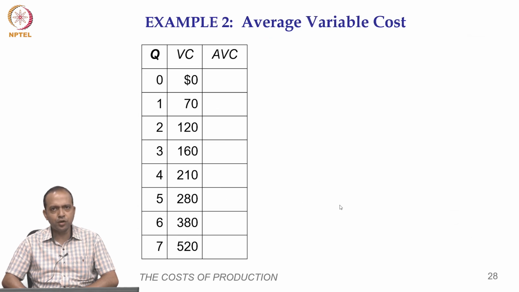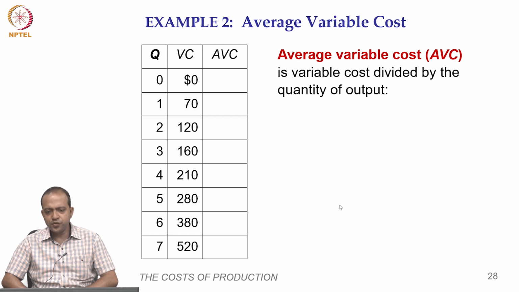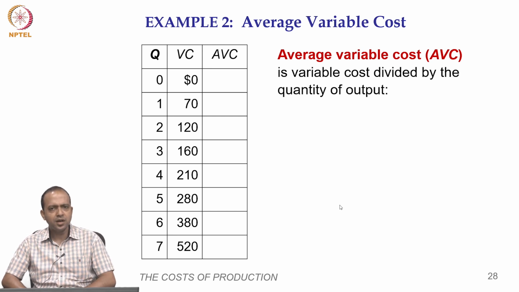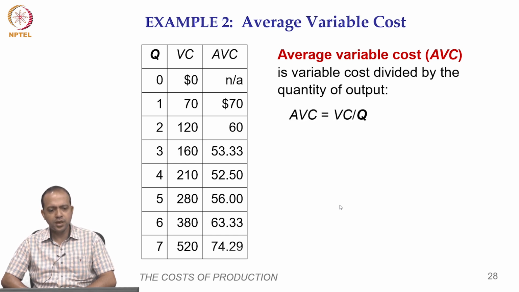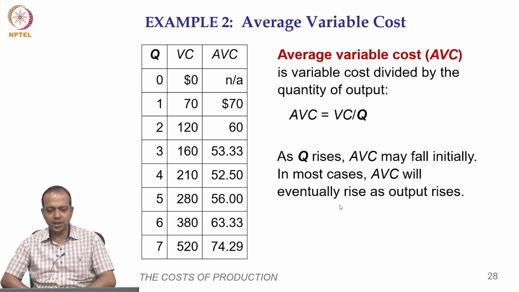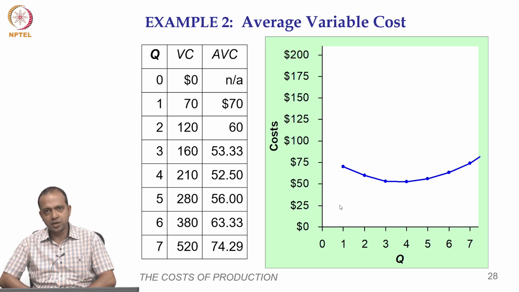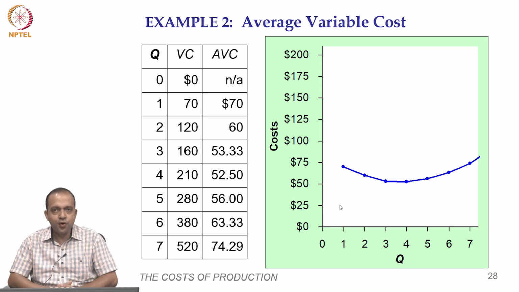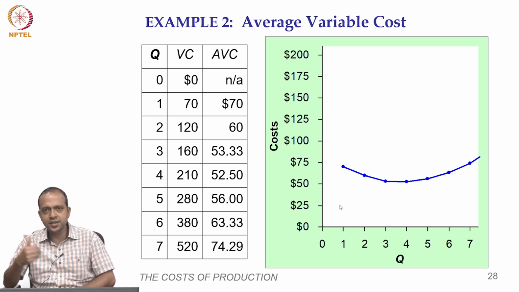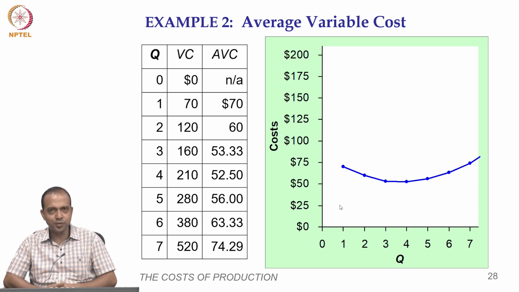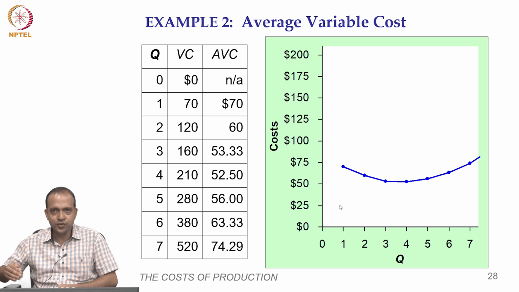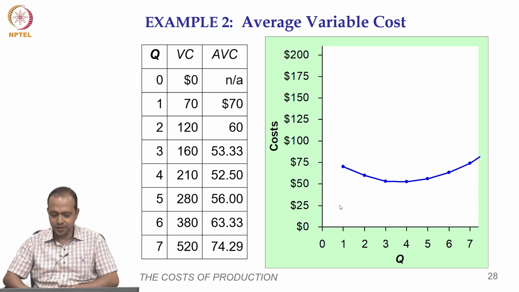What about average variable cost? Average variable cost is variable cost divided by the output, very easy to understand, so VC by Q. It may go down initially, and then eventually it may rise because of diminishing marginal product. Initially it is falling, because as you increase the scale size, you may experience some kind of economies of scale. After that it is increasing.